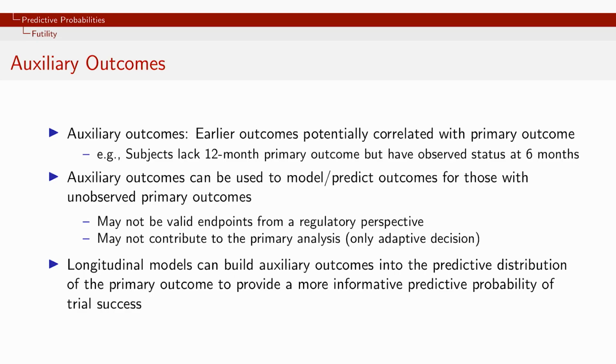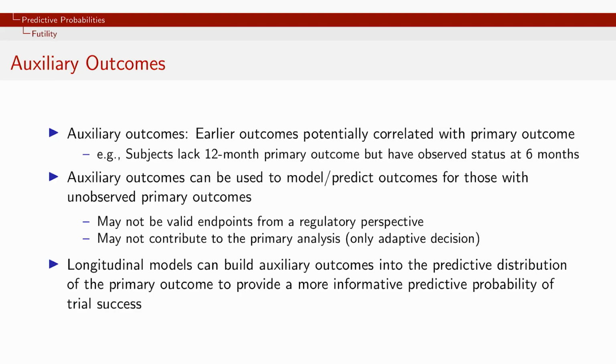Now, auxiliary outcomes are earlier outcomes that are potentially correlated with this primary endpoint. In the simple example I gave before, if we have a primary endpoint being a 12-month outcome and we have an observed status at 6 months, those two things are likely to be correlated. If they've been enrolled 6 or 7 months in the study, we may have their status at 6 months. Even though we don't have the 12-month status yet, we know something about their post-randomization status, and this may help us predict what's likely to happen with that patient.